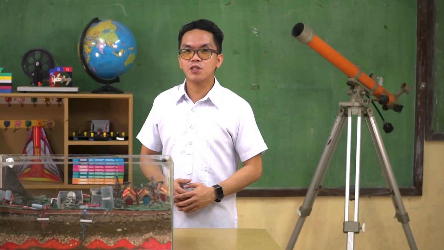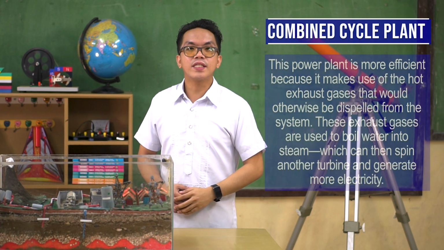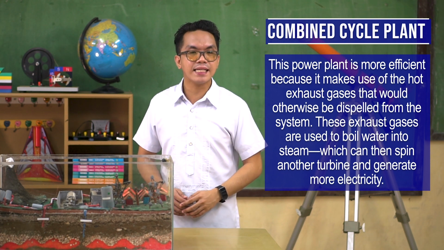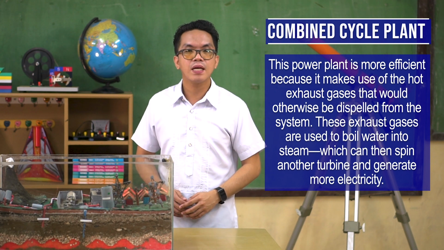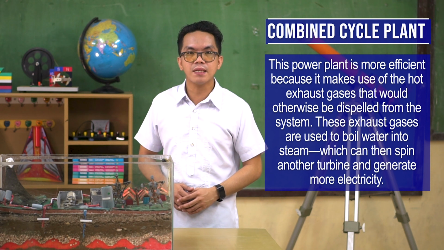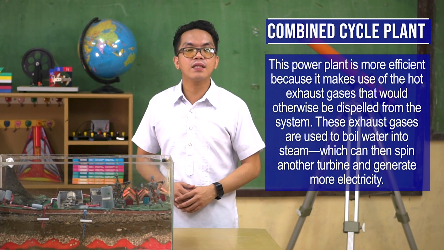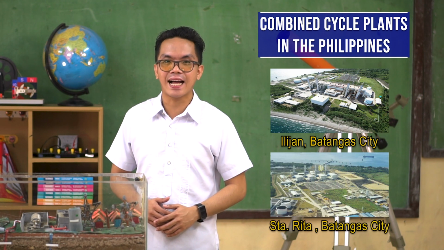Another type of natural gas power plant is the combined cycle plant, which is more efficient because it makes use of the hot exhaust gases that would otherwise be dispelled from the system. These exhaust gases are used to boil water into steam, which can then spin another turbine and generate more electricity. Combined cycle plants in the Philippines are located in Ilijan and Santa Rita, Batangas City.